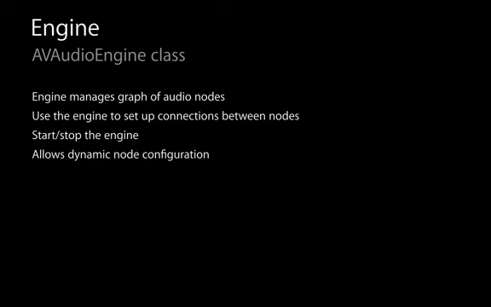A powerful feature that the engine has is that it allows you to dynamically reconfigure these nodes. This means that while the engine is rendering, you can add new nodes and then wire them up. And so essentially you're adding or removing chains dynamically.